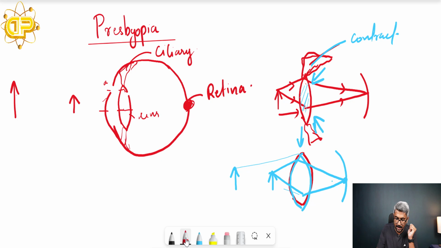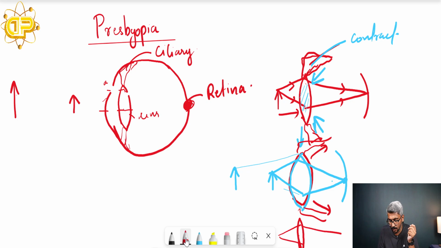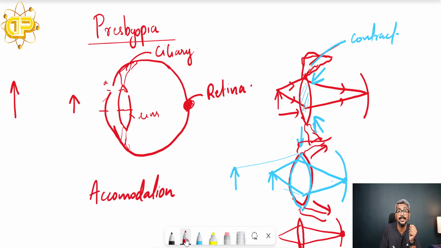So the ciliary muscles will relax now. It will just move like this and the thickness of this eye lens will decrease. As a result, its focal length will increase, so that you can see that the light rays will come here and it will just fall on the same point like this. This particular ability of human eyes is known as accommodation.